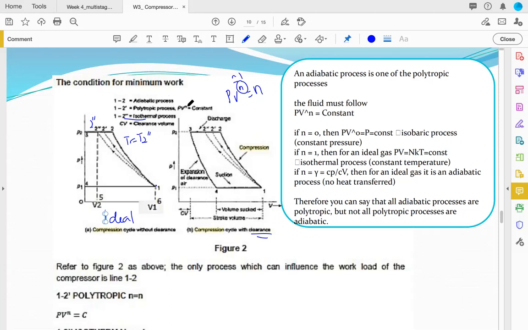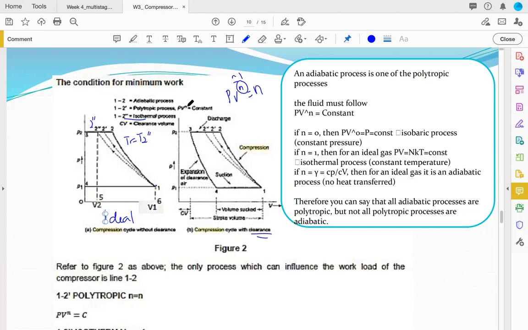You might wonder what the difference is between polytropic and adiabatic. I think we explained it last class. For polytropic, you still have some heat transfer and entropy change, but for adiabatic, you don't have any heat transfer. Anyway, you can go back to the previous lecture to have a look further.